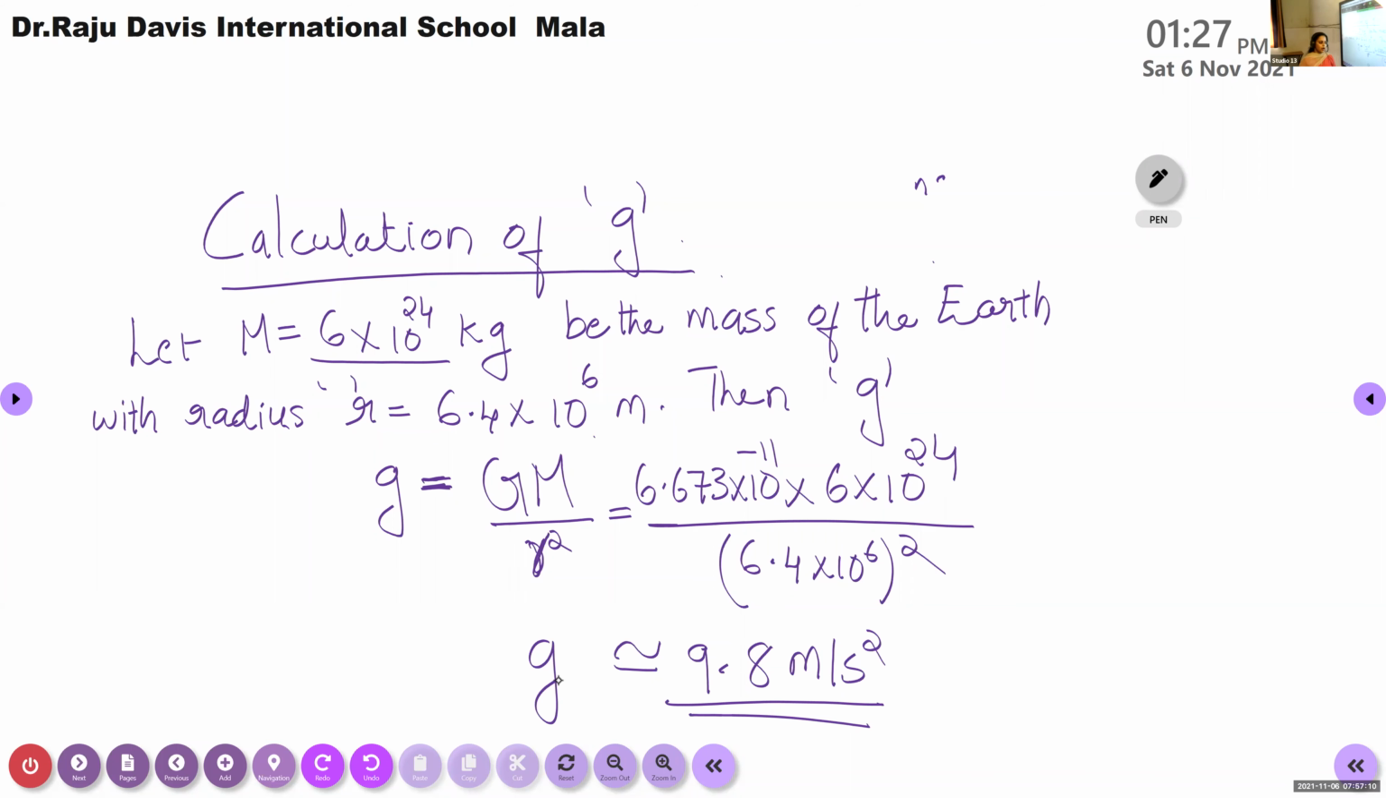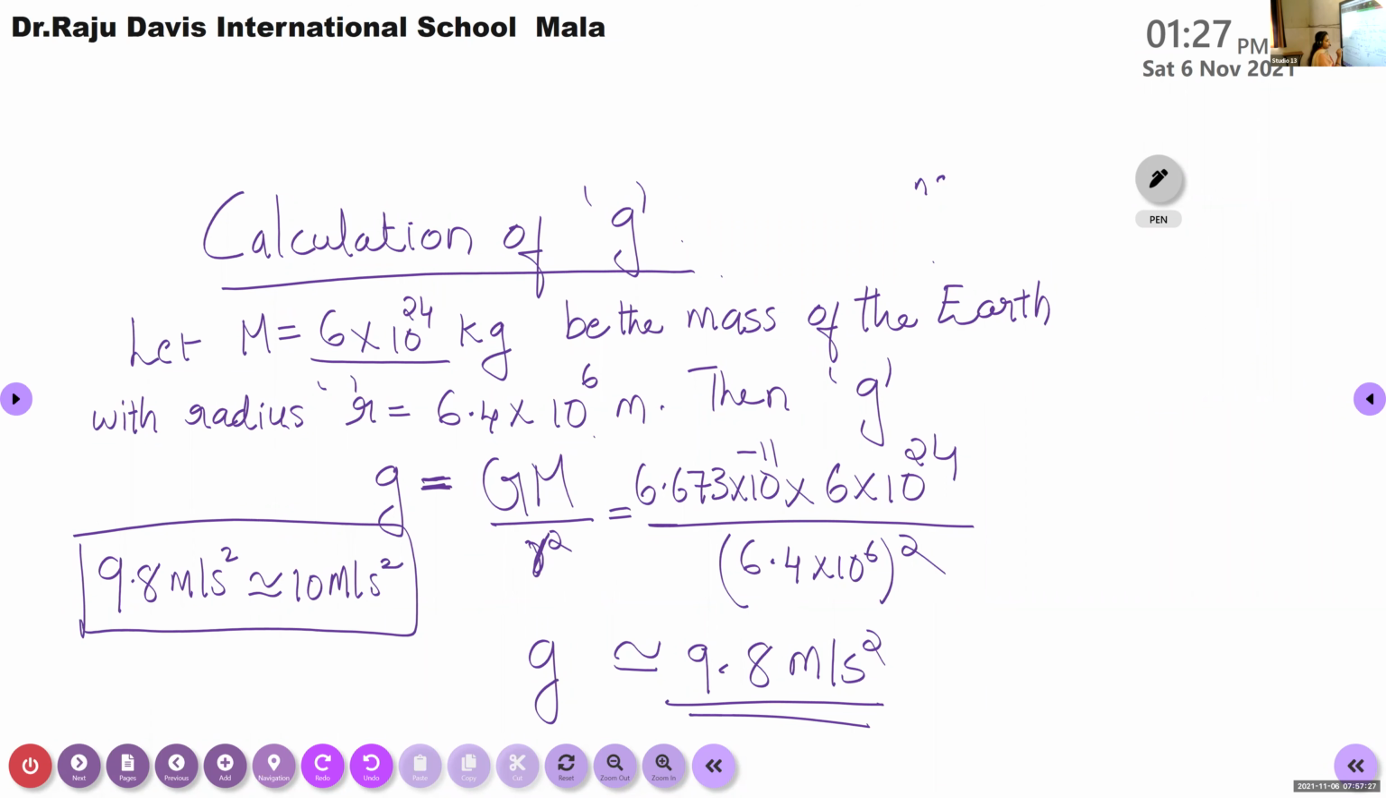And for the easiness of calculation, as we told earlier, sometimes this 9.8 meter per second square is taken as 10 meter per second square. For the easiness of mathematical calculation, we may take this value of 9.8 meter per second square as 10 meter per second square. So actually, this is the value that we consider for the acceleration due to gravity, g is equal to 9.8 meter per second square. Is it clear?